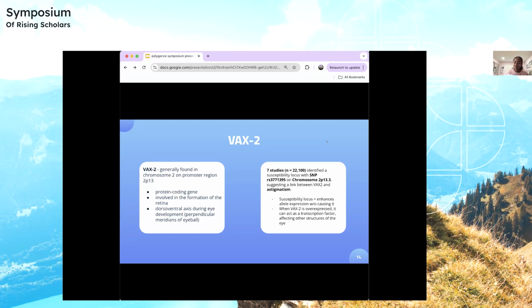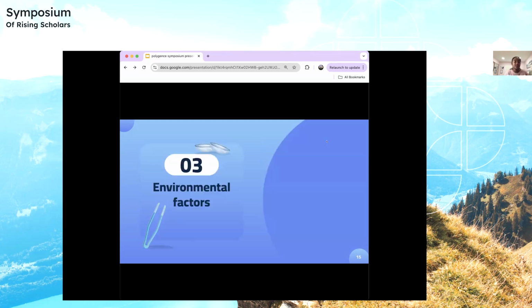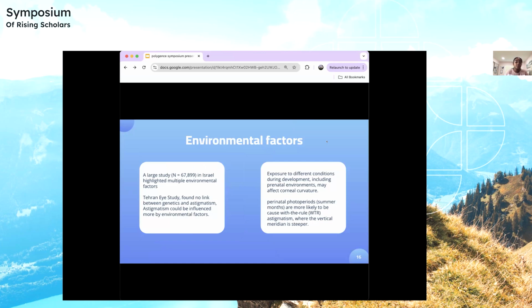So moving on to environmental factors, there were 2 main studies that I researched in my literature review. The first one being a study in Israel that highlighted multiple environmental factors, including the different prenatal environments that may affect corneal curvature. And a really big factor that this study found that I talked about earlier was how perinatal photoperiods, or the summer months as we would call it, are more likely to cause with the rule astigmatism, where the vertical meridian of your eye is much deeper.